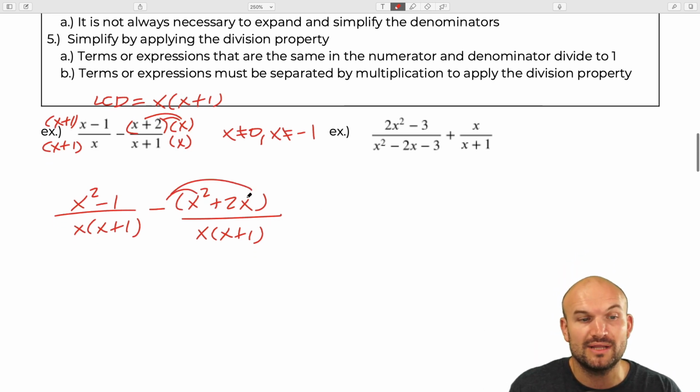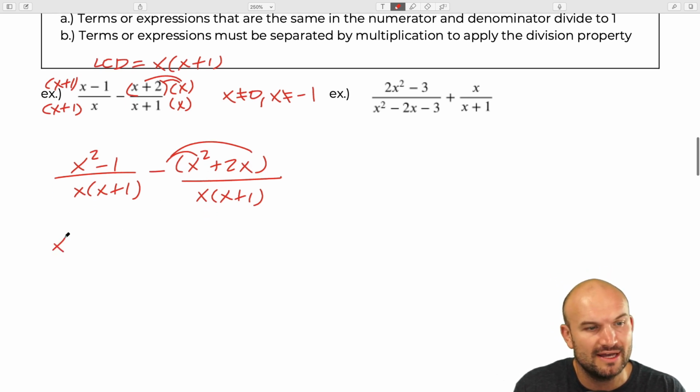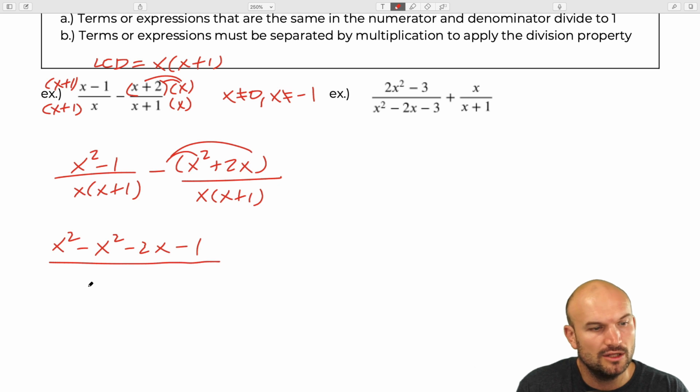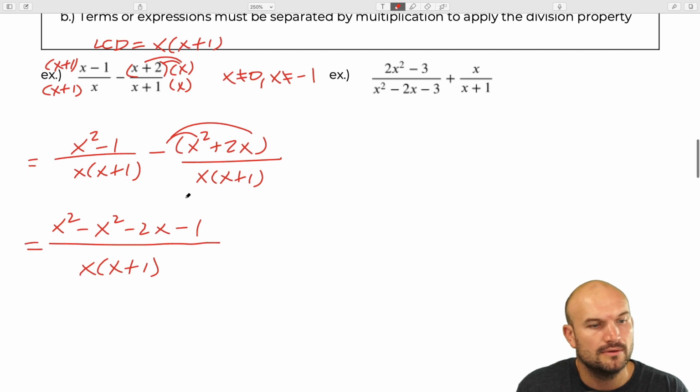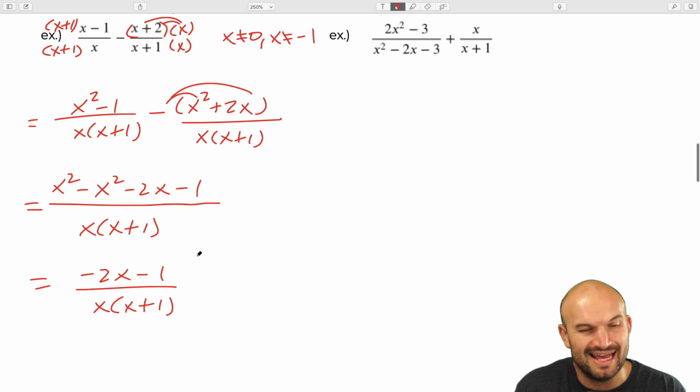So I'm just going to apply the distributive property to subtract, and you're only going to subtract the numerators to keep the denominator the same. So therefore I have x squared minus x squared, minus 2x, minus 1, all over x times x plus 1. And that gives me a final answer of negative 2x minus 1 all over x times x plus 1.